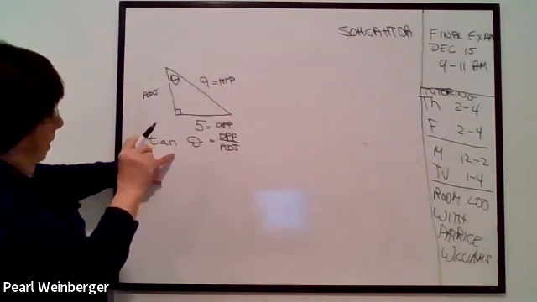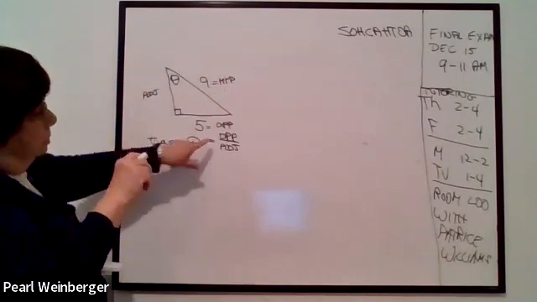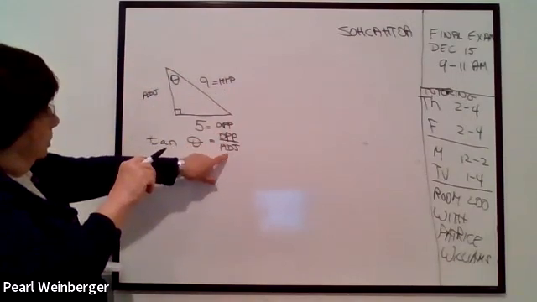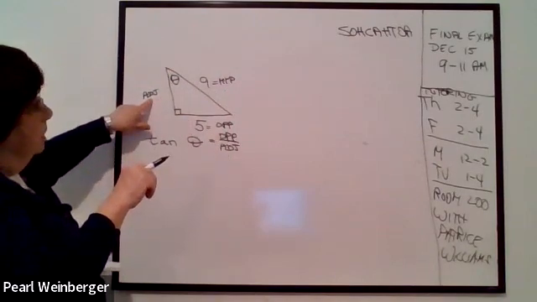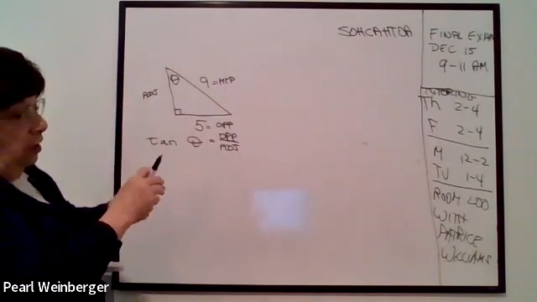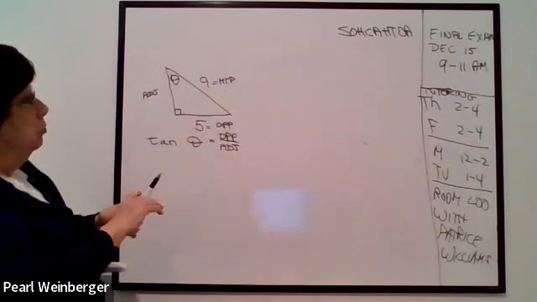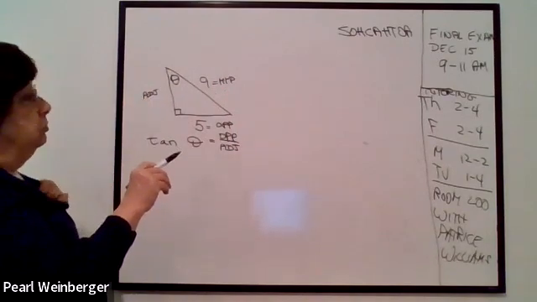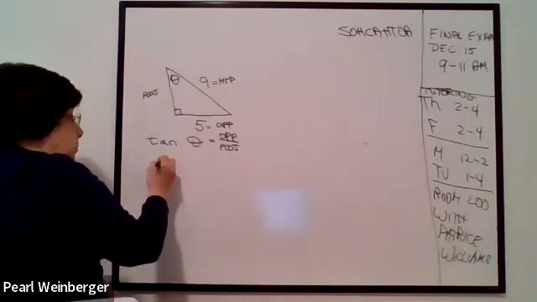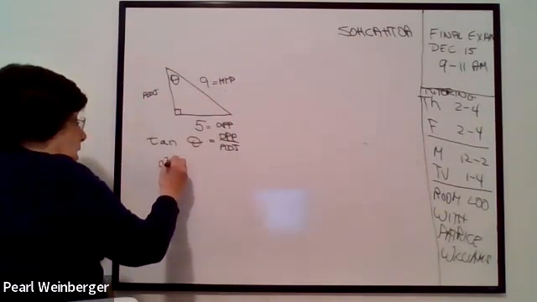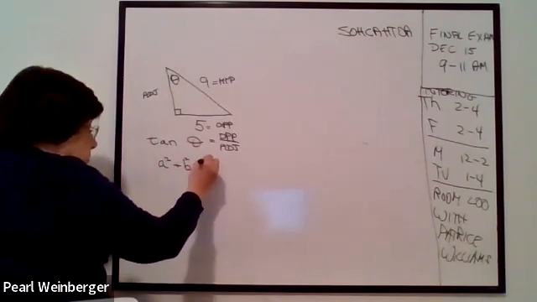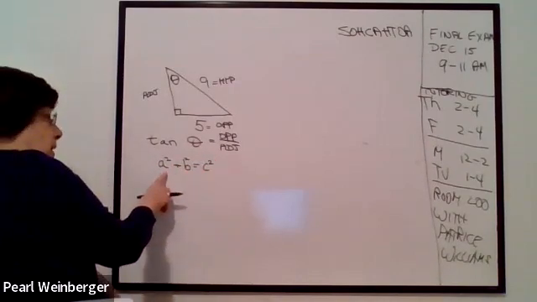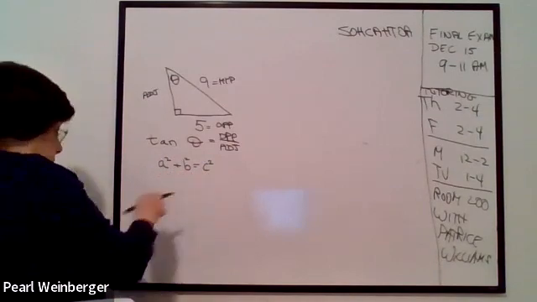Now, I go back to my tangent. I want my tangent to be the opposite over the adjacent. The opposite I have, it's 5, but I do not have the adjacent side. So just like we did before, we're going to have to use our Pythagorean theorem to find the third side of this triangle. So again, we're going to have to do a squared plus b squared equals c squared.